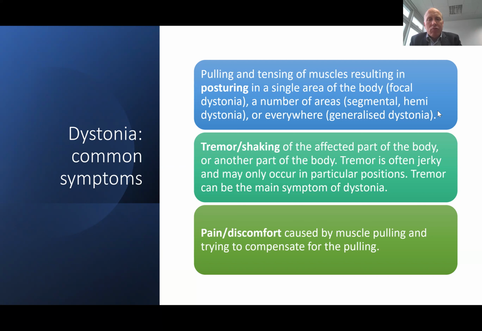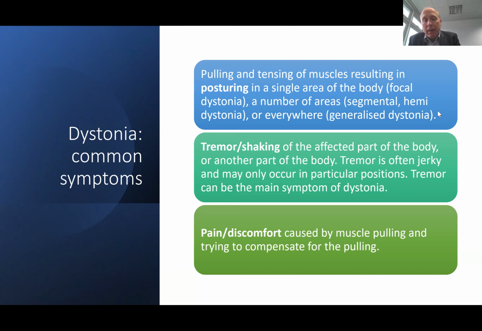And alongside this, there's tremor and shaking quite frequently. That can sometimes be of the bit of the body that's affected by dystonia. It can sometimes be of another part of the body. So somebody might have neck dystonia that pulls the neck, but also their arm might be shaky. And the tremor is often quite jerky and jumpy, and sometimes it's only there in particular positions. So for example, maybe when the person's hand is close to their mouth, it might be shaky, but when it's far away, it's less shaky. And there are some people where tremor is actually the main problem, and the posturing and pulling bit of dystonia is not such a big problem.